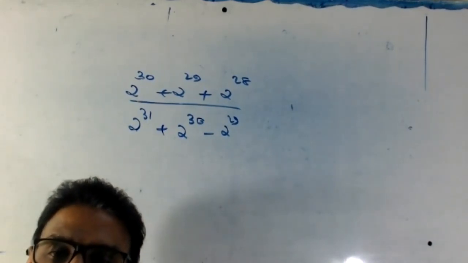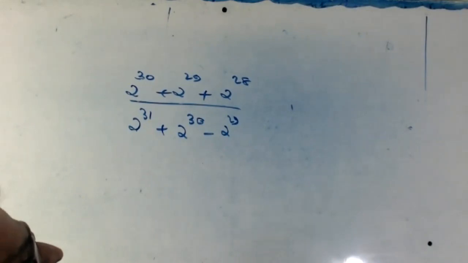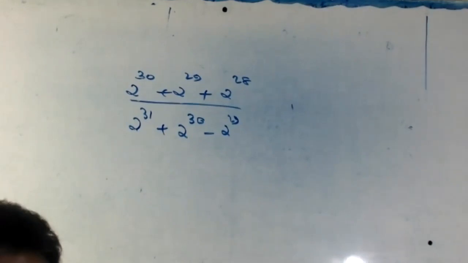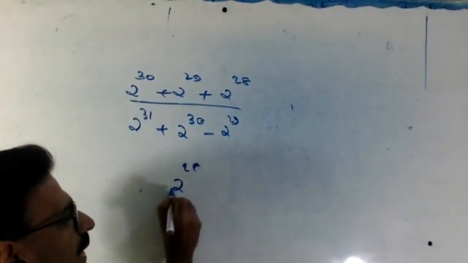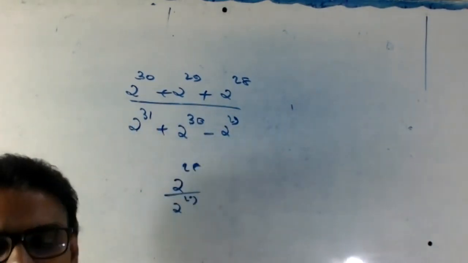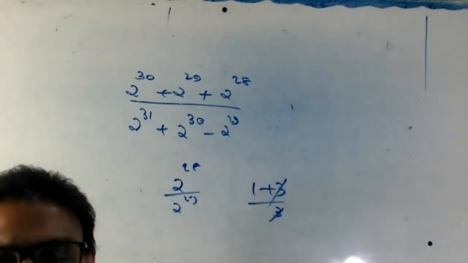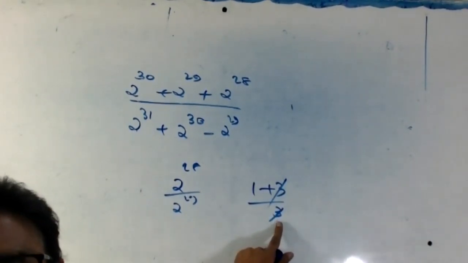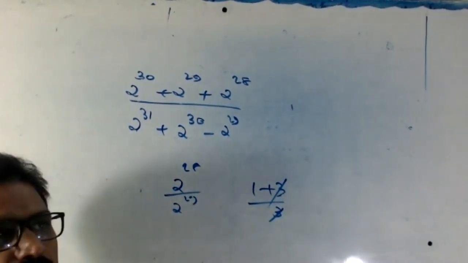Okay, look here. No, we cannot cancel, because of the plus here. Only a single term like 2 raised to 28 divided by 2 raised to 29 can we simplify. But here, this is one term only. Like (1 plus 3) divided by 3, can we cancel like this? We cannot cancel. We can only write 4 by 3.